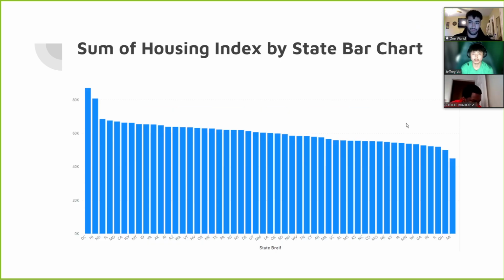Here we have the sum of housing index by state in the form of a bar chart. On the left side, we have the states with the highest sum, and on the right side, we have the states with the lowest sum. Similarly, with the other graph, we could see DC with the most at over 80K, and on the bottom, we have Michigan with over 40K. This graph is a little different from the other one. It visually represents values from left to right, instead of by sizes. So next slide.